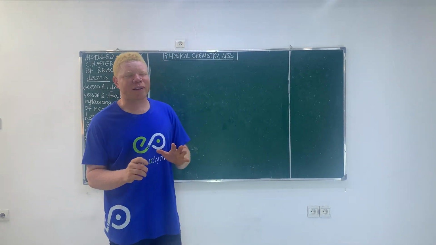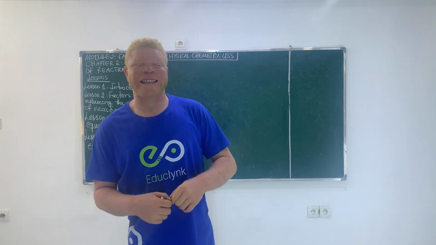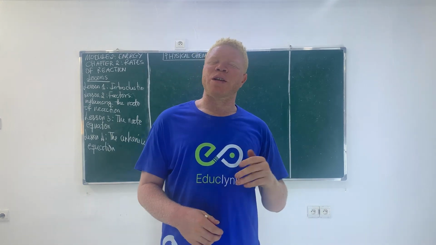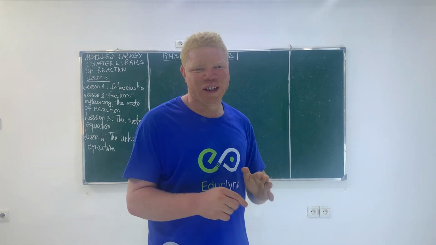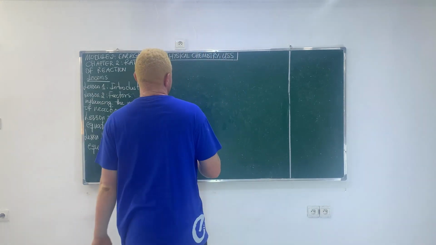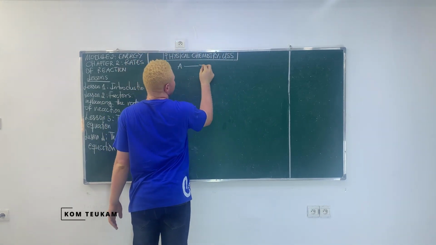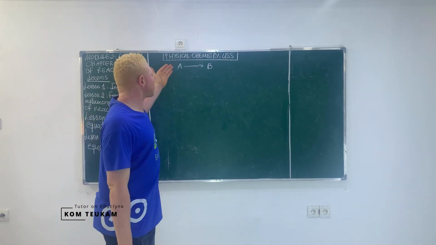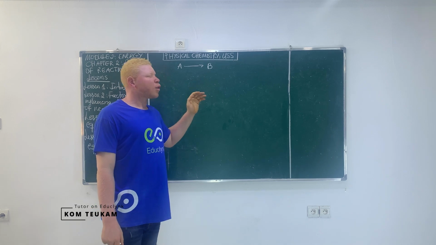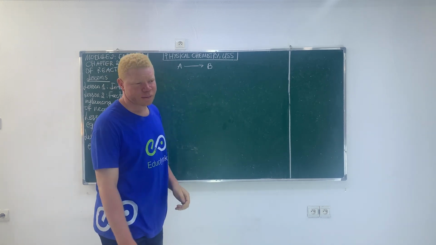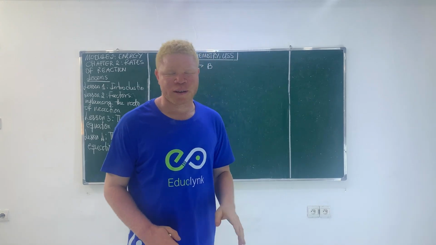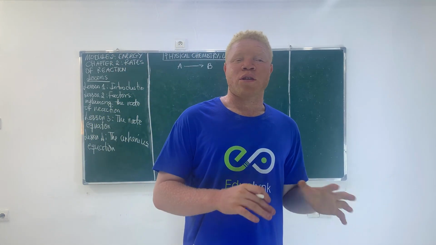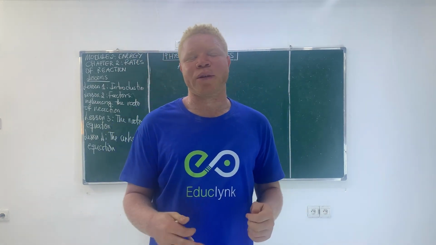Mathematically, what is the rate of reaction? The rate of reaction is the change in concentration with time. It can be the concentration of either the reactant or the product. Consider the reaction A to B. As time passes, the concentration of A decreases and the concentration of B increases. It simply means that the concentration of the reactant keeps on decreasing as time passes, and the concentration of the product keeps on increasing.